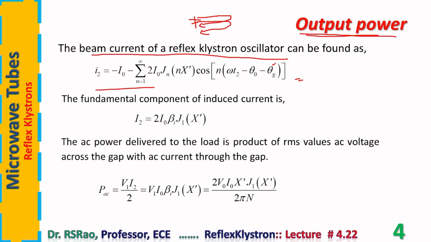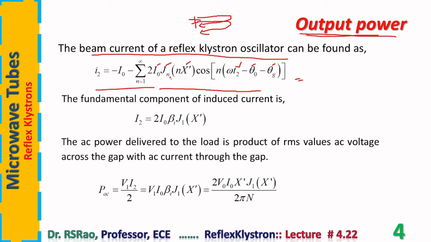Theta g is grid gap transit angle. Theta naught is repeller region transit angle. T2 is the instant at which the electron arrives at the gap after spending some time in the repeller region. X prime is the bunching parameter. J stands for Bessel function. N is the order. I0 is DC beam current.